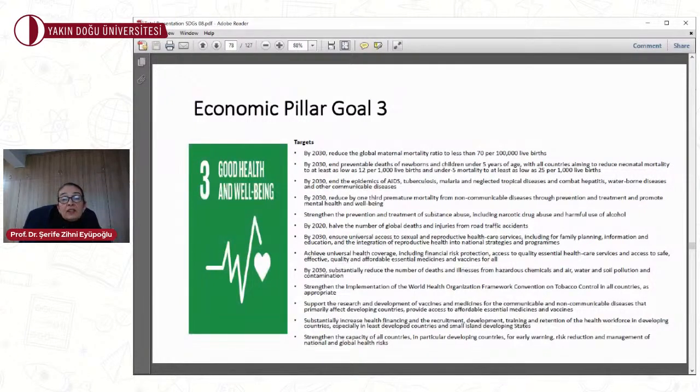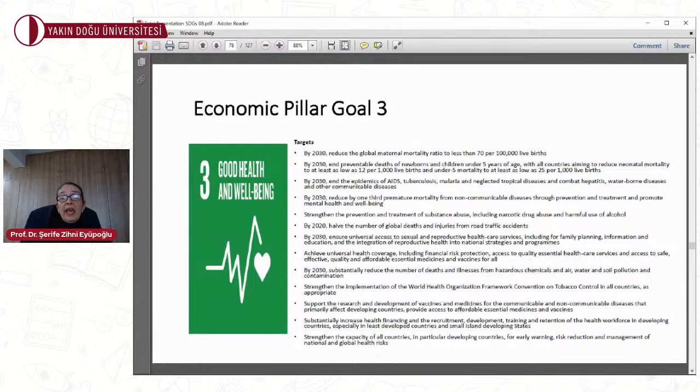Again, let's take a look at the targets. By 2030, reduce the global maternal mortality ratio to less than 70 per 100,000 live births. At the moment, the rate is roughly 167. The target is to go down to 70. We still have a long way to go.